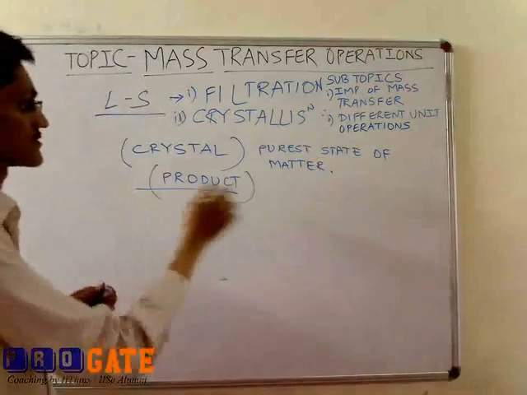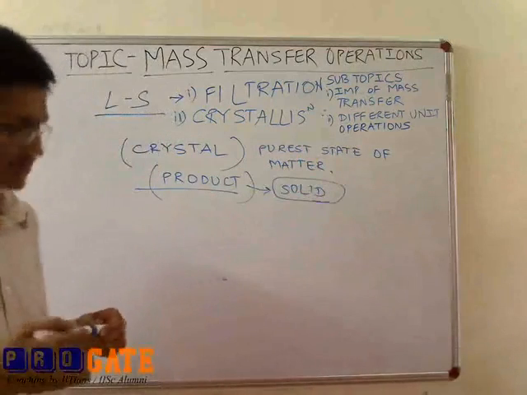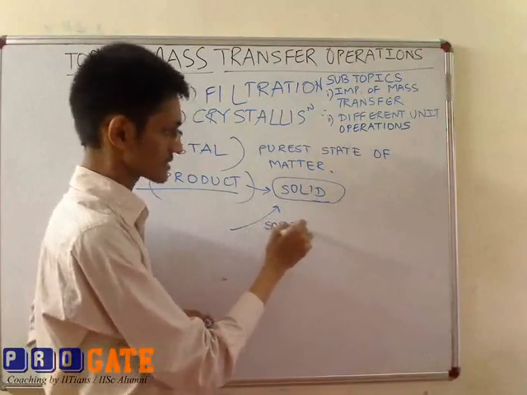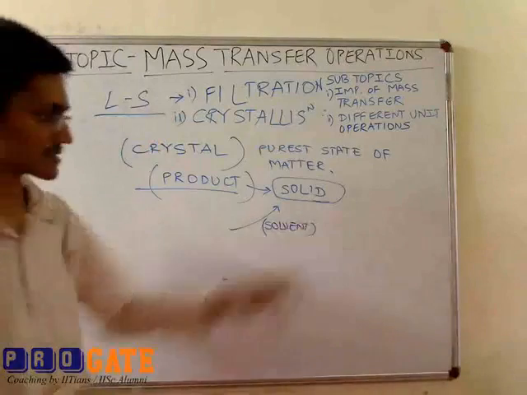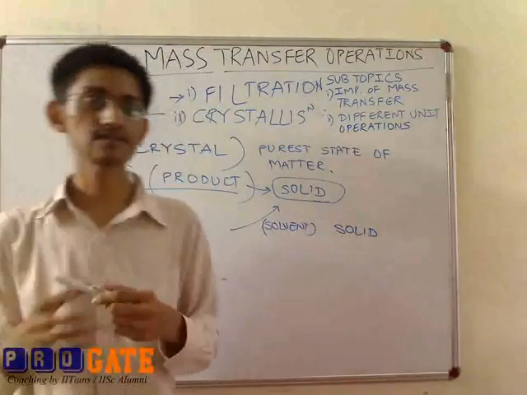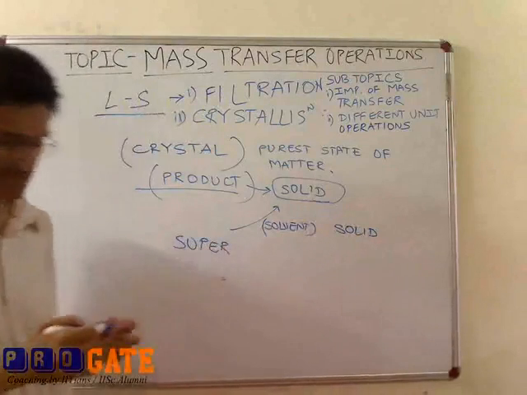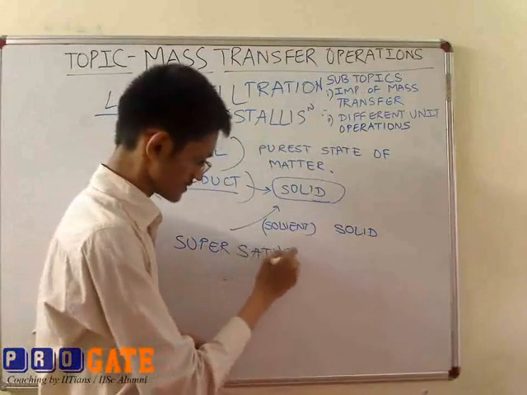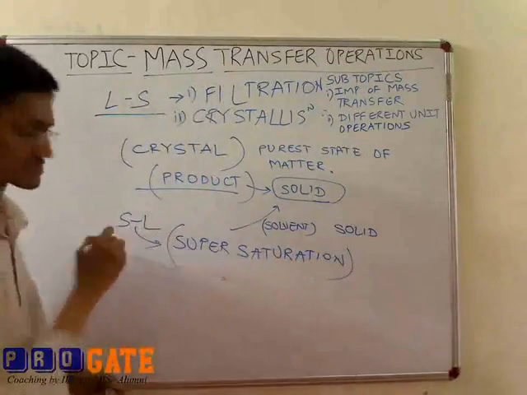Importance of this operation is when you want the product to be solid in nature. From the reaction mixture, we try to introduce some solvent in which the solid product is soluble. The solid crystallizes out when supersaturation is reached. Every solid has some solubility in the liquid phase, so your aim is to bring that solid-liquid mixture to supersaturation.